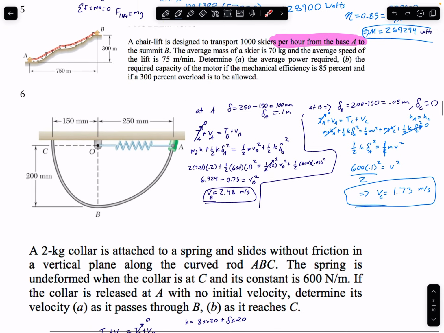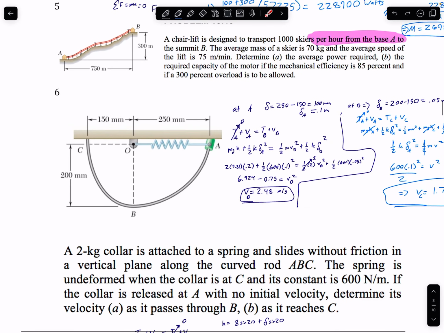Then for problem number 6, the string, so we're looking for the speed at B and C of this collar here. We know that at C, the spring here is not stretched at all or compressed. So there's no energy there. That means that it's all in speed.